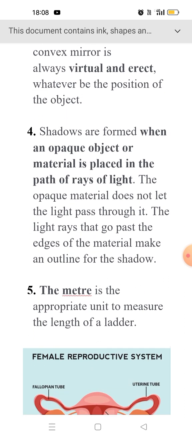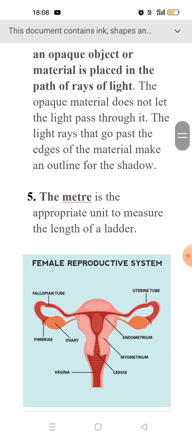One question was there: how is a shadow formed? So a shadow is formed when an opaque object or material is placed in the path of rays of light. Means if any opaque object obstructs the path of the light, then only a shadow is formed. And in the case of a transparent object, no shadow is formed, and in the case of a translucent object, a very light shadow is formed.